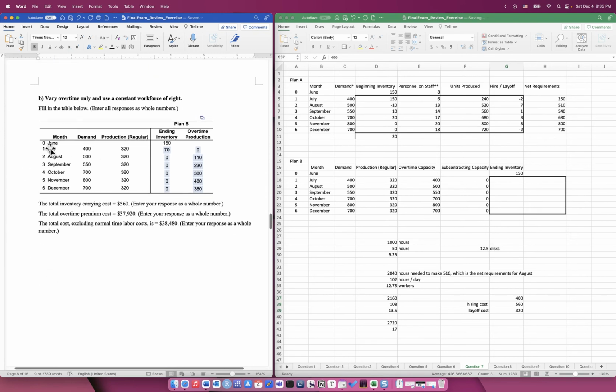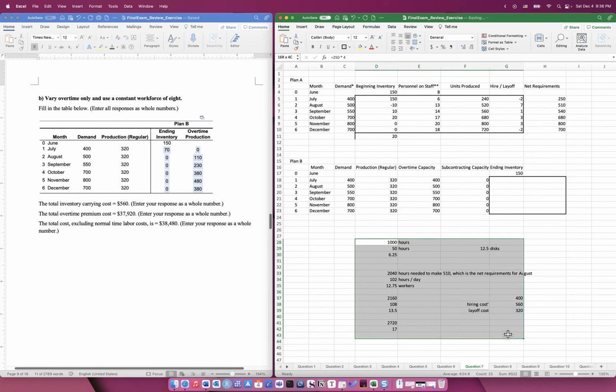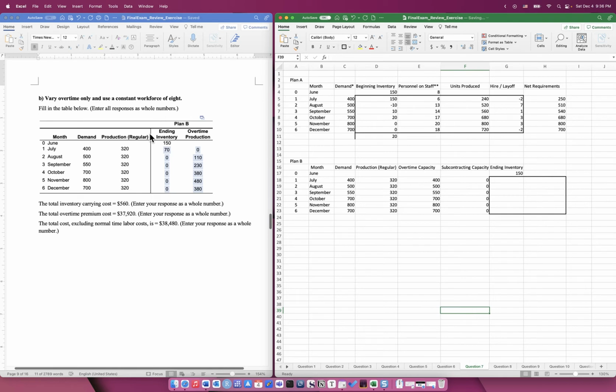Okay, the beauty of it is it has another approach, another planning technique here, or planning strategy here. Vary overtime only and use a constant workforce of 8. So this is much easier. This is actually a much easier approach. So vary overtime only, use a constant workforce of 8. So regardless of your monthly demand, this is reminding you that you should only use 8 people throughout the period. Okay, so 8 people.